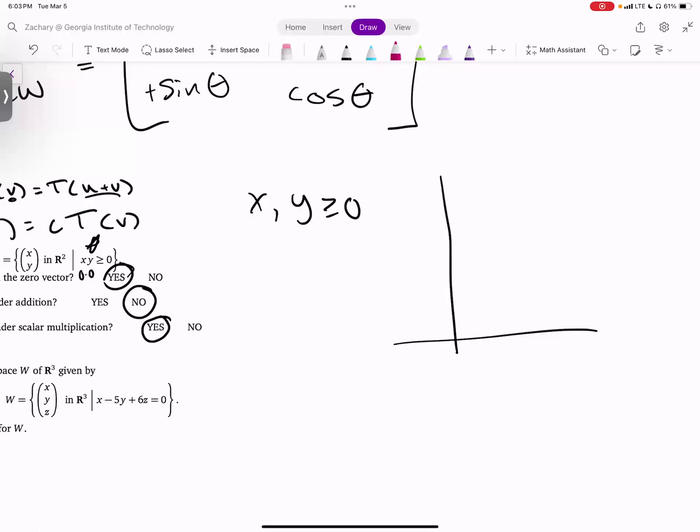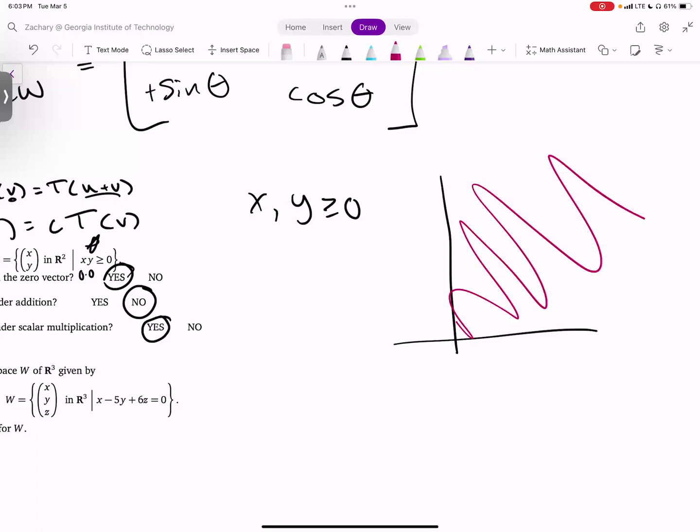When we draw this space, it is just the first quadrant, okay? So if I take any vector and add any other vector in any direction, there's no way that we can go negative this way or negative this way, so we can't escape the space. So this would be closed under addition. This would not be closed under multiplication, because as soon as we multiplied by negatives, we'd be outside of the space.